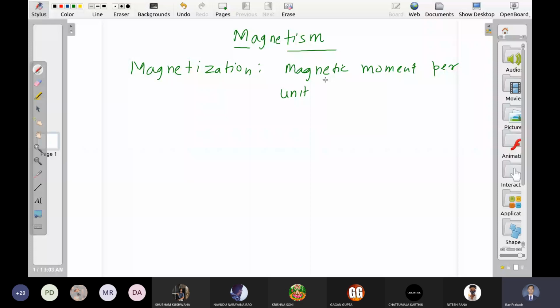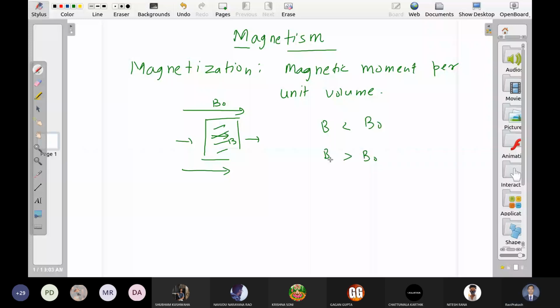Now let us put some material in a magnetic field. But the magnetic field inside, let us say this is B. This B can be less than B naught. This can be greater than B naught also. It is less than B naught means the magnetic field inside the sample is opposite to the applied field.